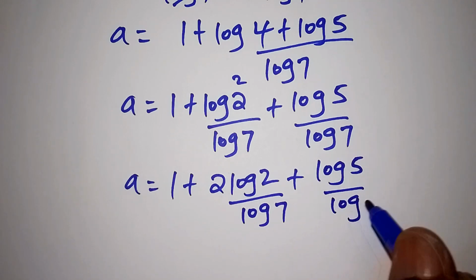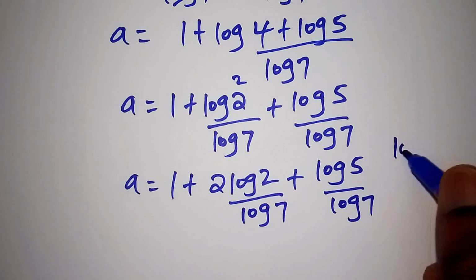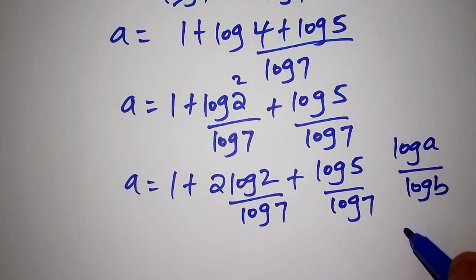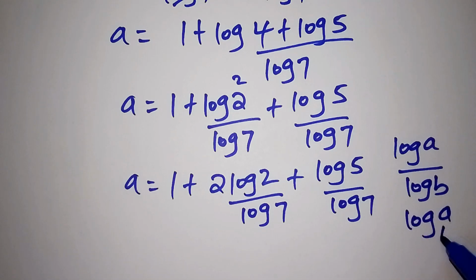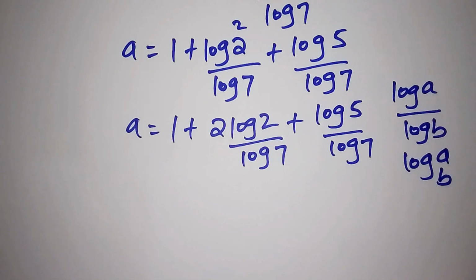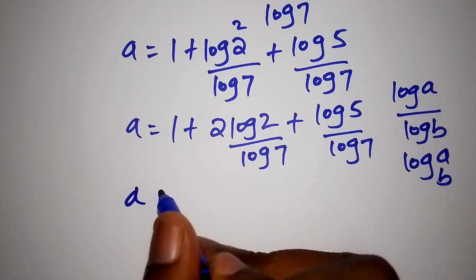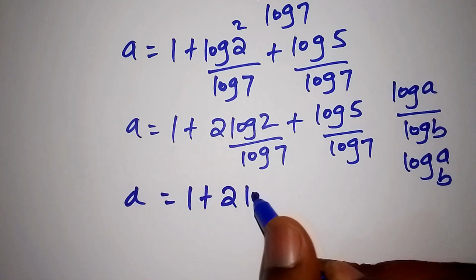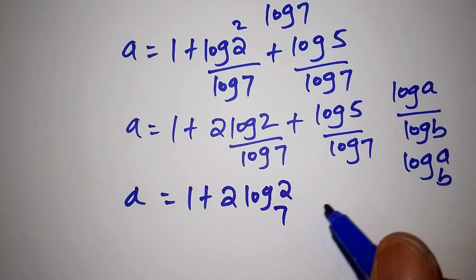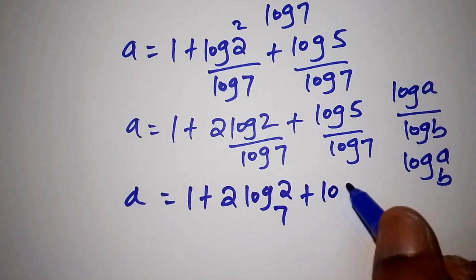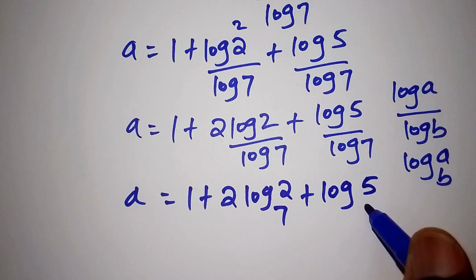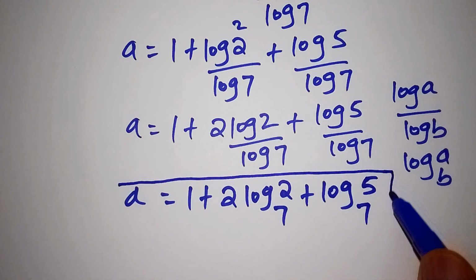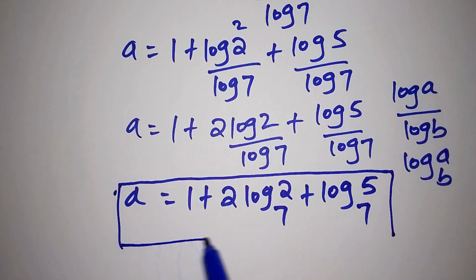When you have, for example, the log of a all over the log of b, this can be written as the log of a to the base of b. So finally the answer is a is equal to 1 plus 2 log of 2 to the base of 7, plus the log of 5 to the base of 7. So this qualifies to be our most correct and appropriate answer.